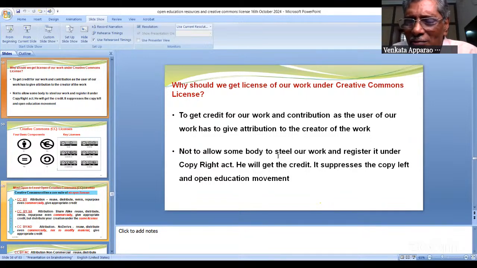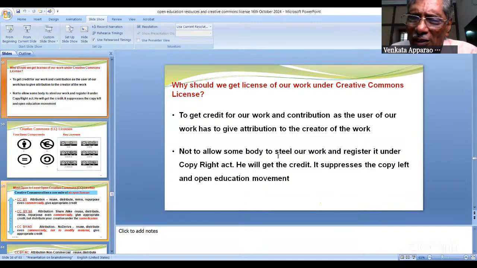So somebody has stolen some important component material of your work and added some more material from his work and published it in the form of a book and got the credit under copyright. What will you do then?